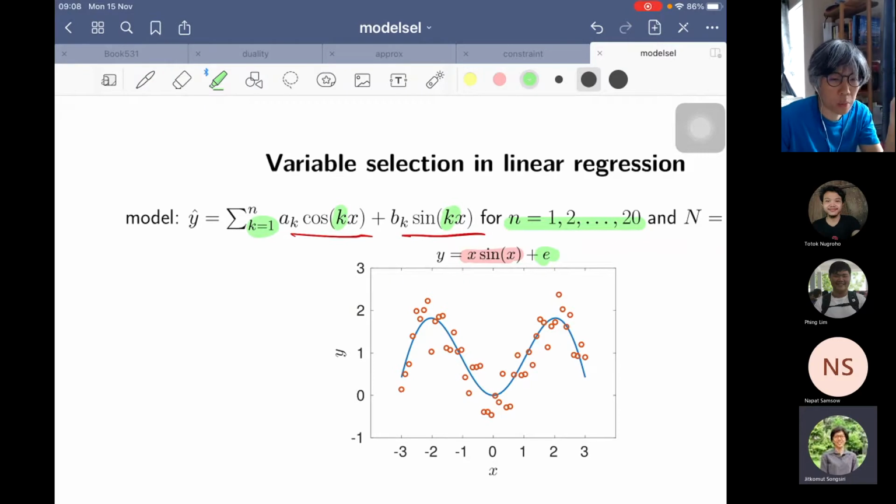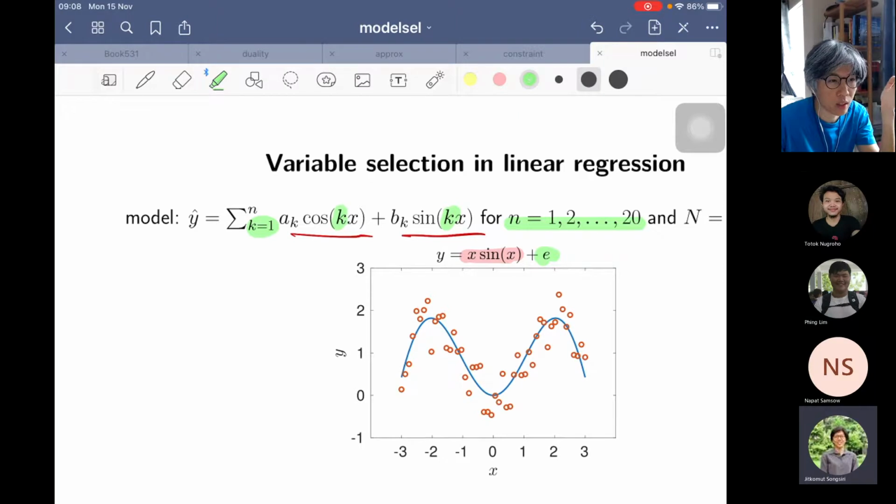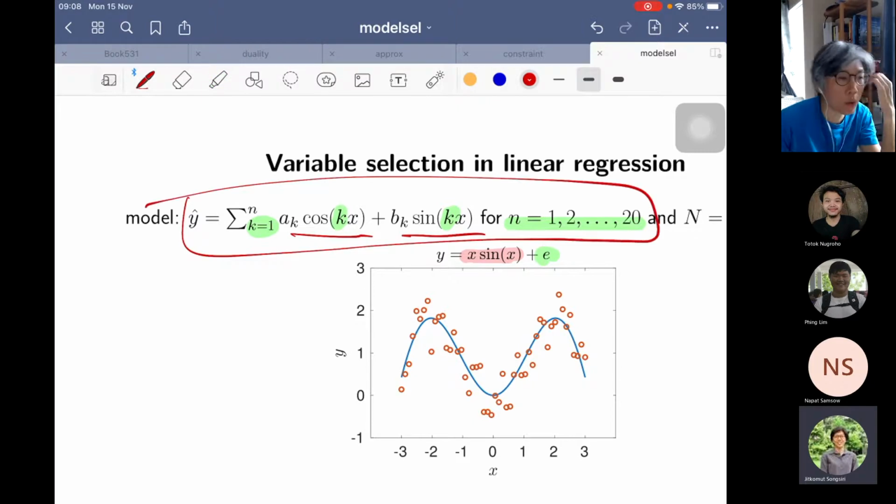a complex model would mean, what does it mean? When I characterize the model in this way, I have these choices. What does it mean by choosing a model in this context, in this example? Napat: The complex model means n is high. Yes, when n is high.